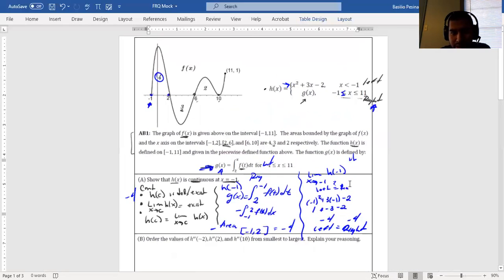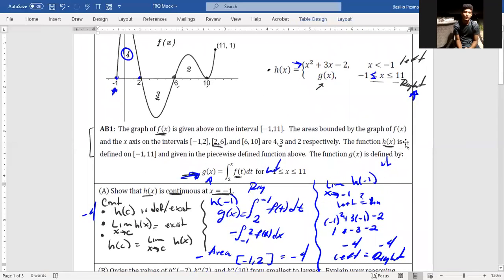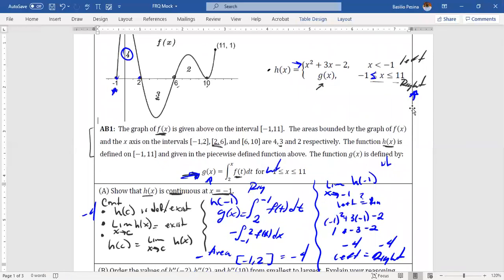Sorry guys, I'm struggling with this. Okay, so pretty much what I want is that we are checking the left-hand side and the right-hand side for the limit to exist, right? That's how we check limits. But the right side is defined by g of x, and g of x is this entire function right here. So the limit exists and it's -4. So both of them are -4.